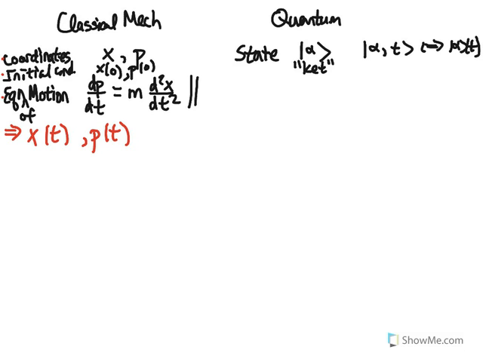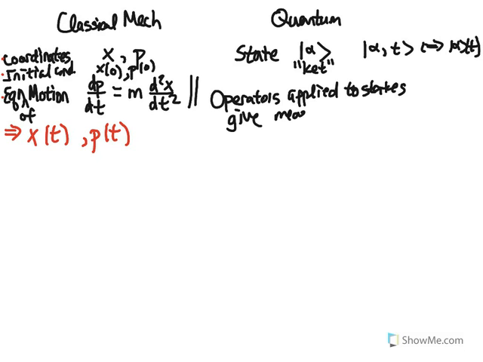Once I have this state, the question is, how do I get back the things that I'm interested in, like the x and the p? And we say that we take operators, which is a mathematical term. If you have operators and you apply them to states, they give measurable values.